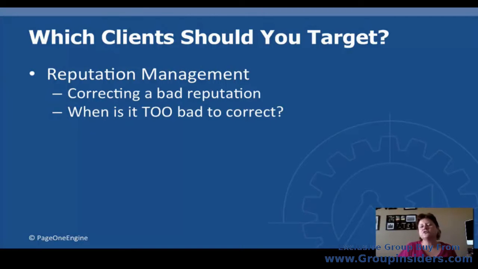But when is it too bad to correct? When should you shy away from it? In the case we showed you a minute ago with the dental client, that wasn't something we would have shied away from had we come across them with their reputation as it is currently. They have 3 stars on Health Grades. Health Grades is not the type of site that plays fair. In other words, you can put any type of review you want out there anonymously. So Health Grades can really be easy to fix, actually.